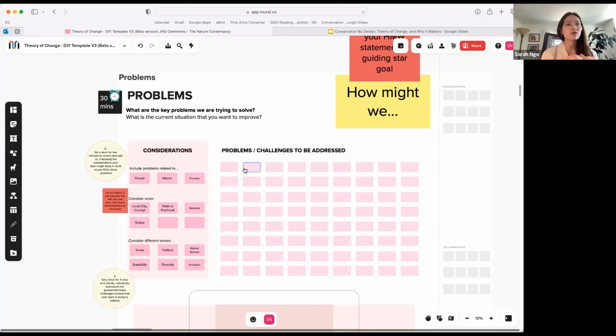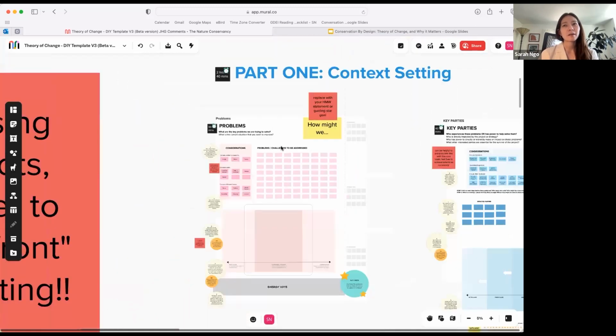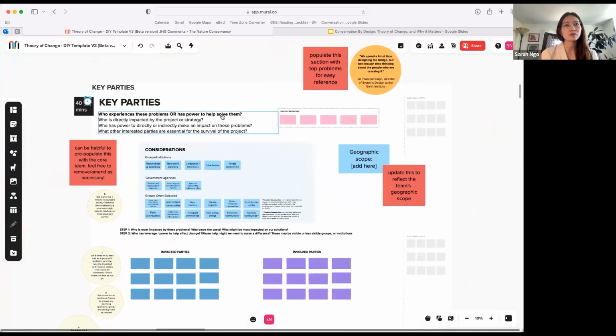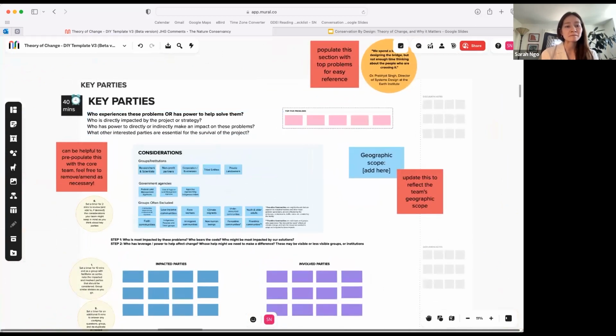Talk not just about the deep root consequence or root cause of climate change, but the thing that is caused by climate change that the team can actually address. That's the one thing to keep in mind. Okay, that's situation analysis. The second one is interested parties, which feeds pretty directly into key parties.